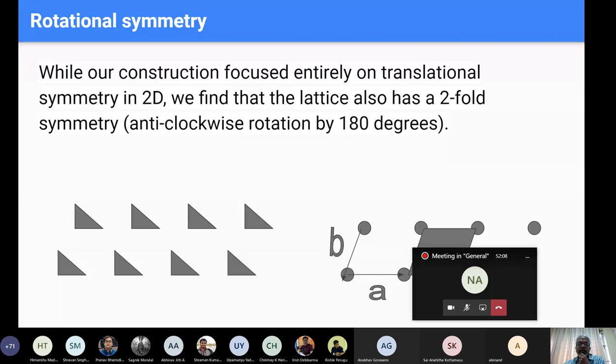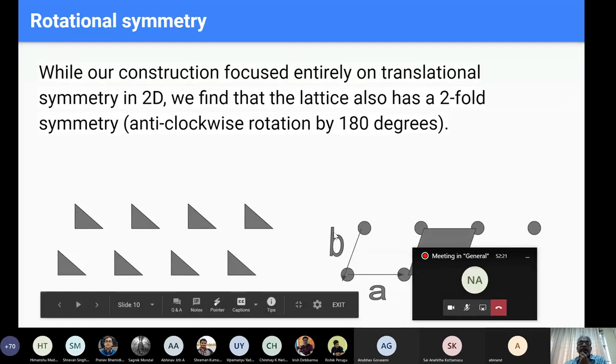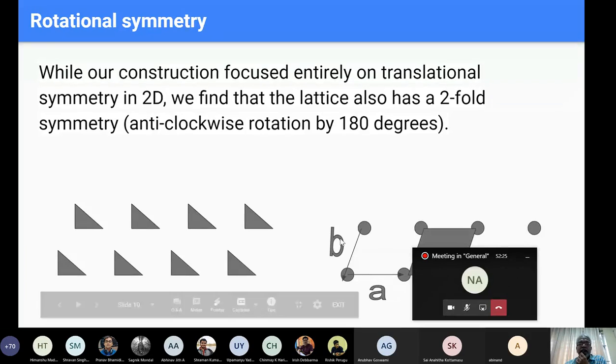And of course, if you translate the entire lattice by these vectors, then you get back the original lattice, which is again the definition of translational periodicity. All right, so that is just translational periodicity. But the moment you see that it is a parallelogram, you also realize that you automatically get, in 2 dimensions, a two-fold rotation symmetry as well.